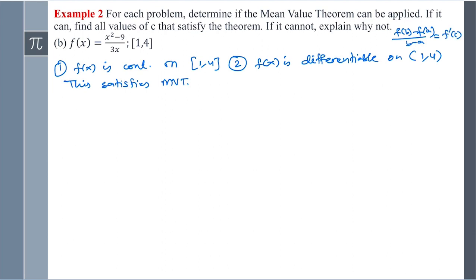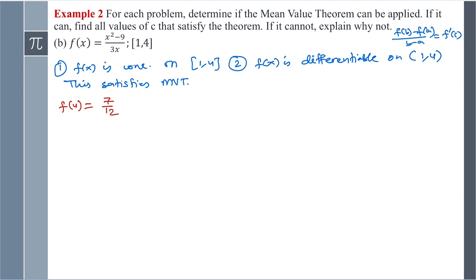We need to find f of b, we need to find f of a, and we need to find the derivative. So let's go ahead and find f of b, which means f of 4. So f of 4 equals, you can plug it in here: 4 squared is 16, minus 9 is 7, over 3 times 4, which is 12. So you get 7 over 12.